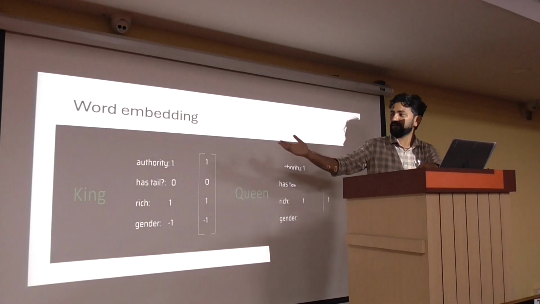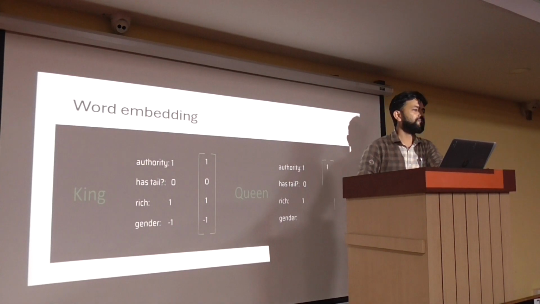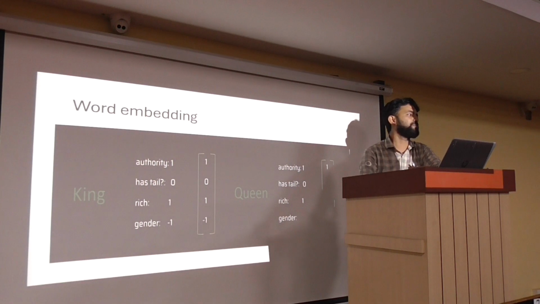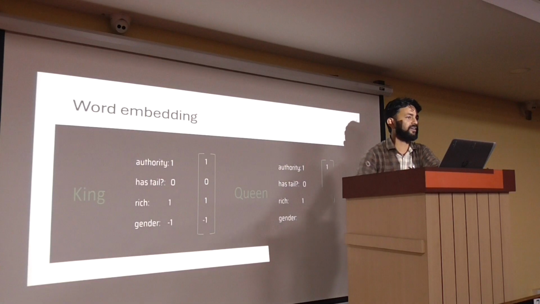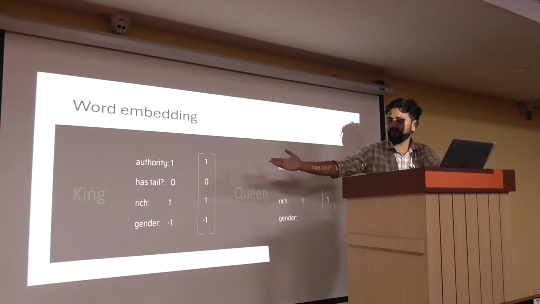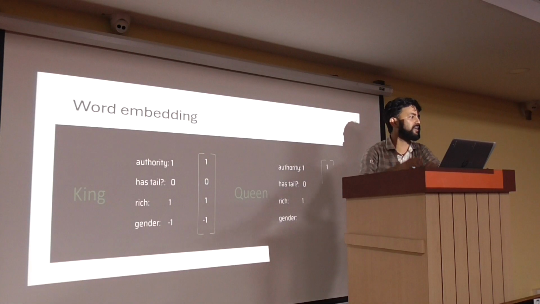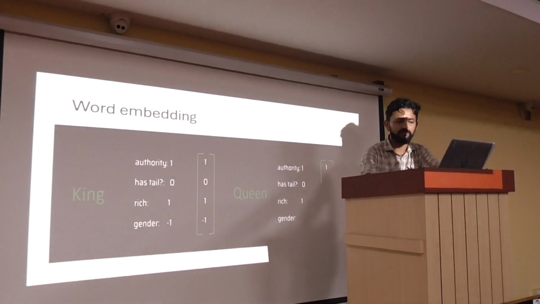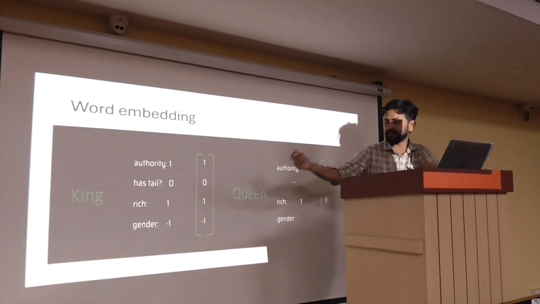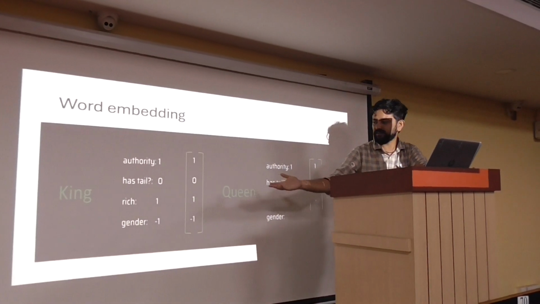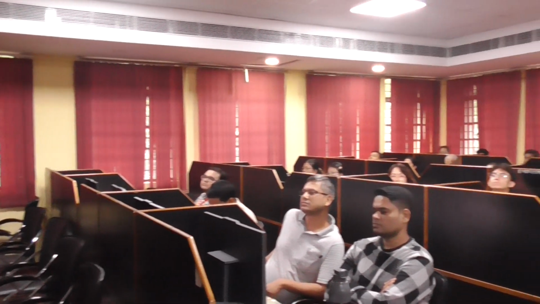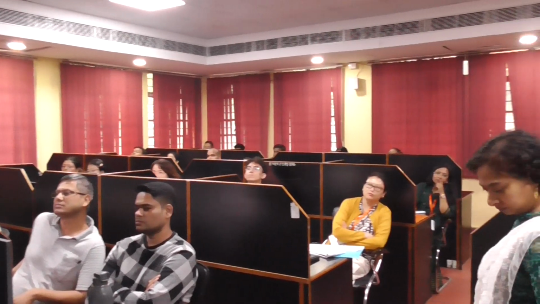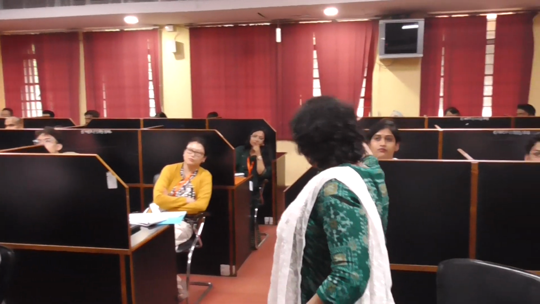Say for example, here what we do is we create attributes. A king has authority, yes, that is 1. 1 means yes. A king has a tail? No, a king does not have a tail. A king is rich, yes, that is 1. And I can represent gender with some numbers, say for example -1, which indicates male.